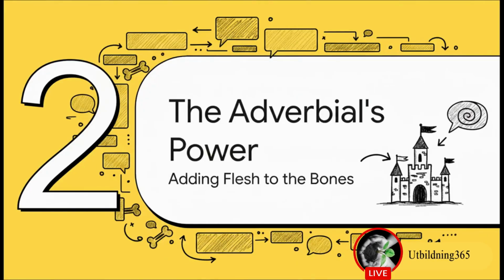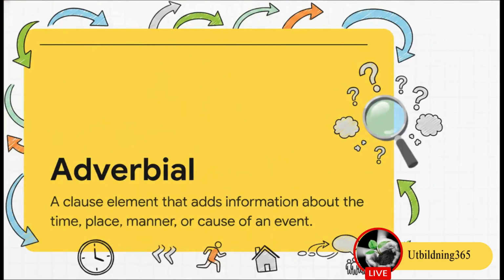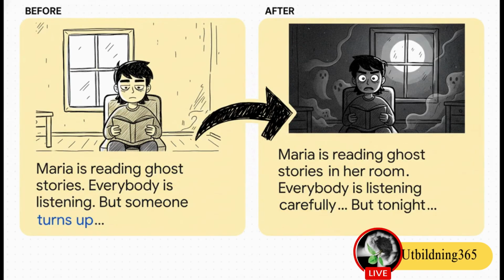Okay, it's time to add some flesh to these bones. Welcome to section 2. Now this is where the real storytelling begins. We're about to go from a simple statement to a living, breathing scene, and it's all thanks to our key ingredient, the adverbial. So what exactly is an adverbial? Well, it's any word or phrase that adds extra information. It answers all those natural questions a reader has, like where did this happen? When did it happen? How? And of course, why?